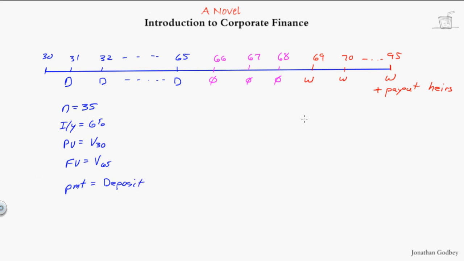And over here, N is the number of withdrawals. So that would be, what, 27 withdrawals. The interest rate is 6%. The present value is the value in year 68. The future value is the value in year 95, which would be the extra amount. And the payment is the withdrawal.